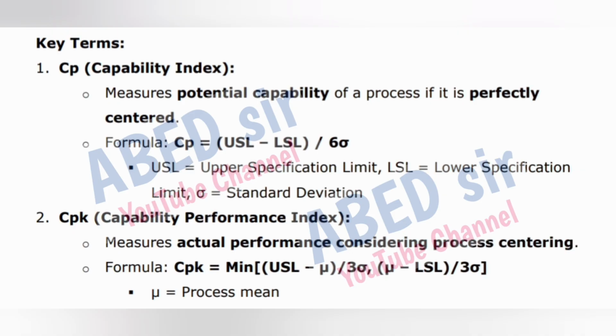CPK, Capability Performance Index. Measures actual performance considering process centering. Formula: CPK is equal to min of (USL minus mu) over 3 sigma, and (mu minus LSL) over 3 sigma. Mu is equal to process mean.